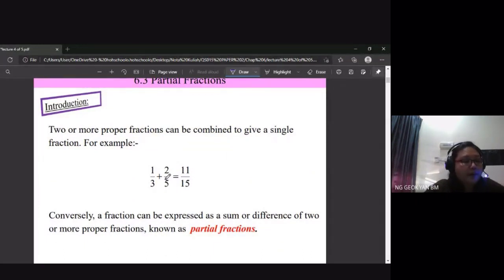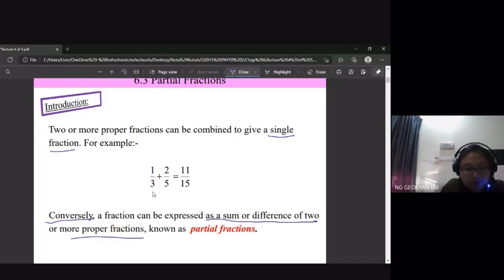Okay, in primary school, you learn about the summation or the subtraction of fraction numbers and you make it as a single fraction. Kan, kalau sekolah rendah, you make it as a single fraction. So sekarang kita kena belajar conversely. Express the sum or difference of 2 or more proper fractions. So kita panggil dia partial fraction.